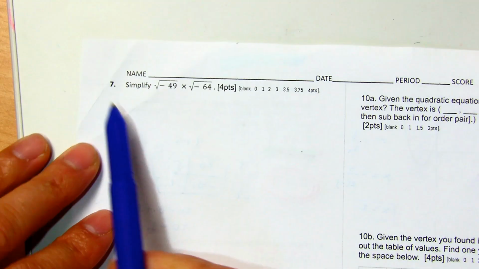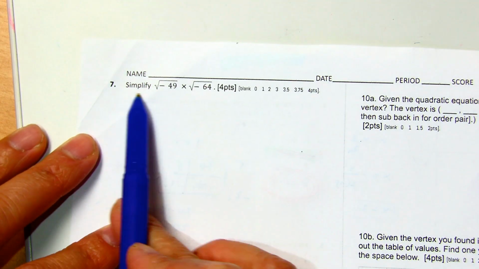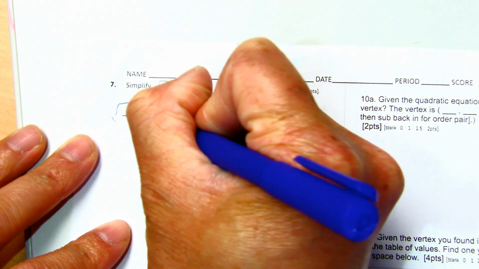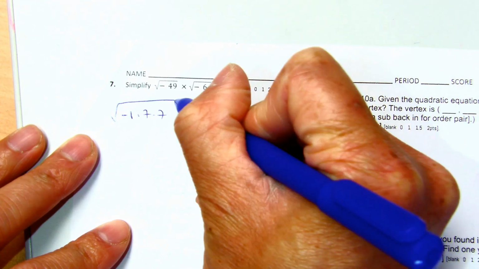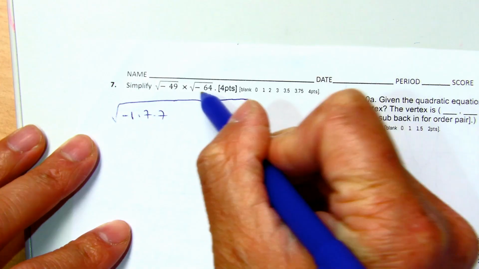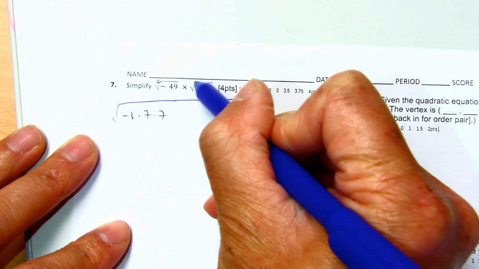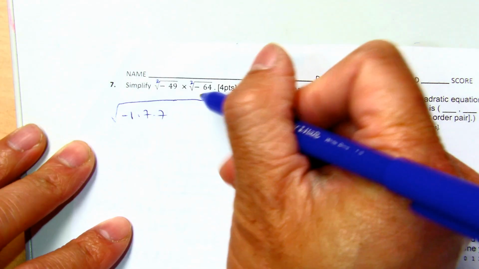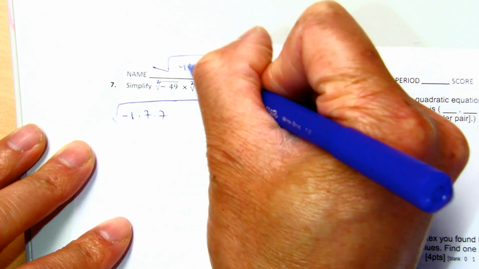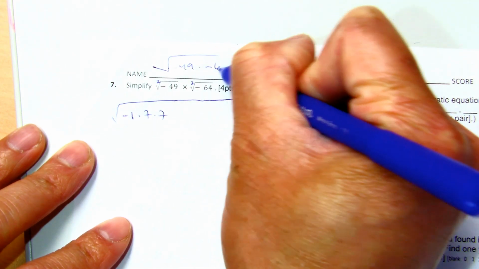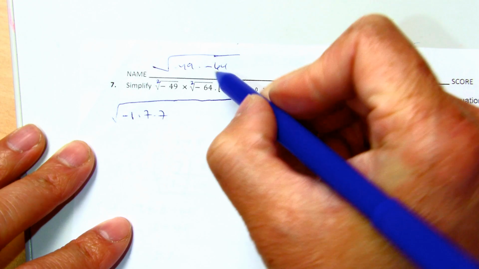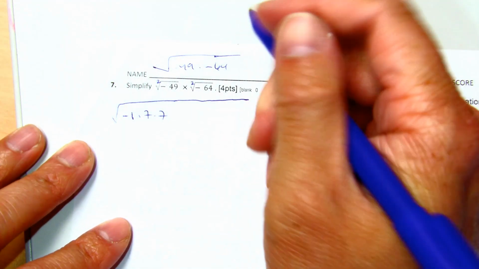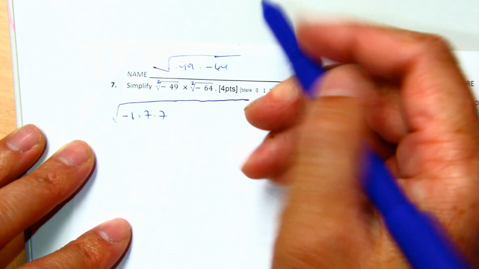Okay, number 7, the backside, simplify this expression. -1 times 7 times 7. Now the reason why I can put them in the same house is they have the same index. There's an invisible 2 there. It just means you can put it -49 times -64. What you don't want to do is multiply these two and get something like 576 maybe. I don't know what it is, but don't multiply.